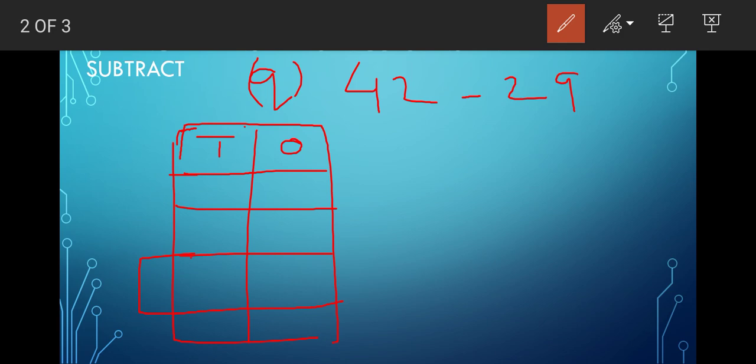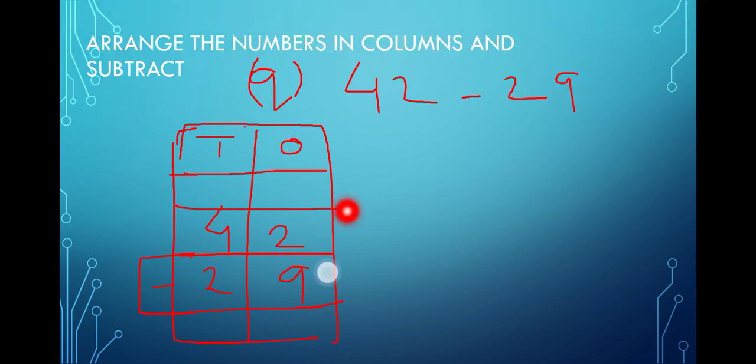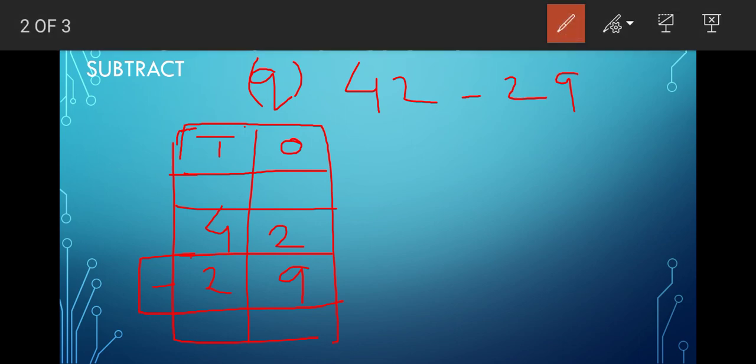Okay. So let us do it. So 42 minus 29. So regrouping, here also we cannot subtract 9 from 2. So we will regroup these numbers. So 4 will become 3 and 2 will become how much? 2 will become 12, isn't it? 12 ones. So let us cut it and write 3, and here it will be 12.